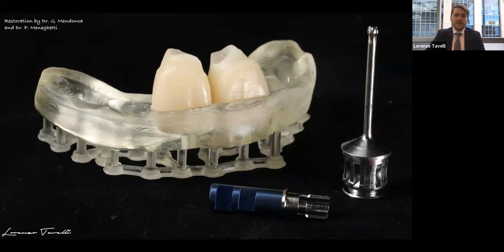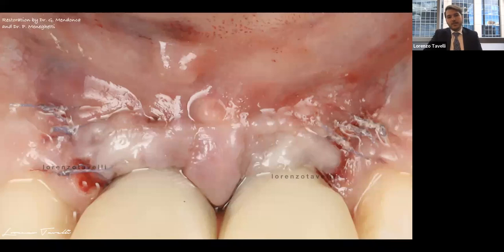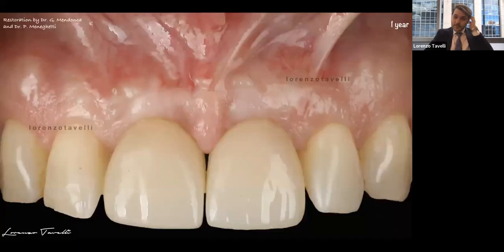And I worked on this case from the beginning to the end with Dr. Mendoza and Dr. Meneghetti. Basically, these are the results after 1 year. Now, it's probably not perfect. I could have done maybe better papilla augmentation if I had done it at the same time of the surgery. But overall, I was very satisfied. The patient was very satisfied.